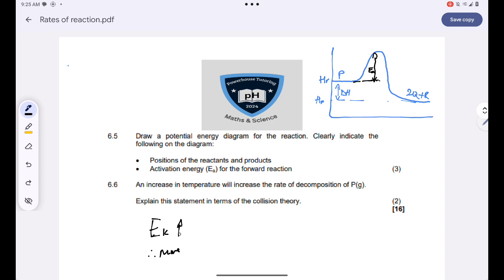So now I know that whenever I increase temperature, the average kinetic energy will be increased, and hence my particles will be correctly orientated, and then I will have more effective collisions. That will result in a higher reaction rate.